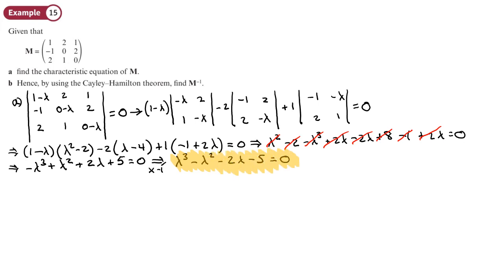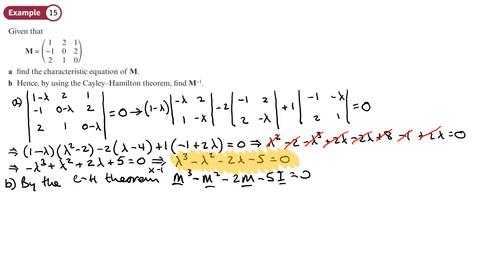Now part B is asking us to use the Cayley Hamilton theorem to find the inverse of M. Now you might be thinking, well, hang on, there is no inverse here, but we could say by the CH theorem, Cayley Hamilton theorem, this matrix is going to satisfy its own characteristic equation. So we'll have M cubed minus M squared minus 2M minus 5 identity equals 0.